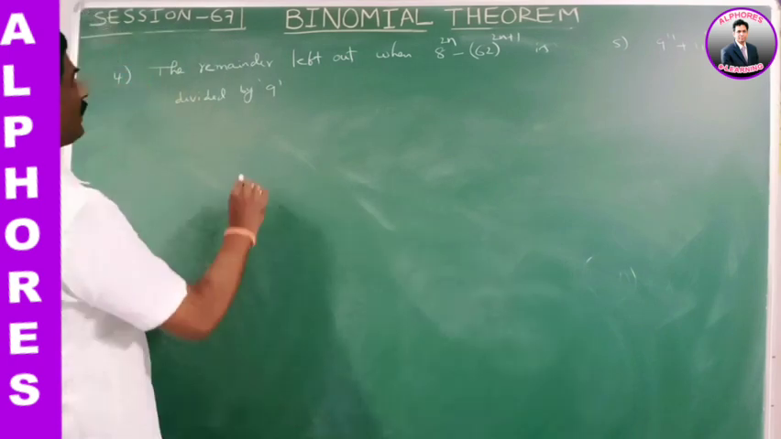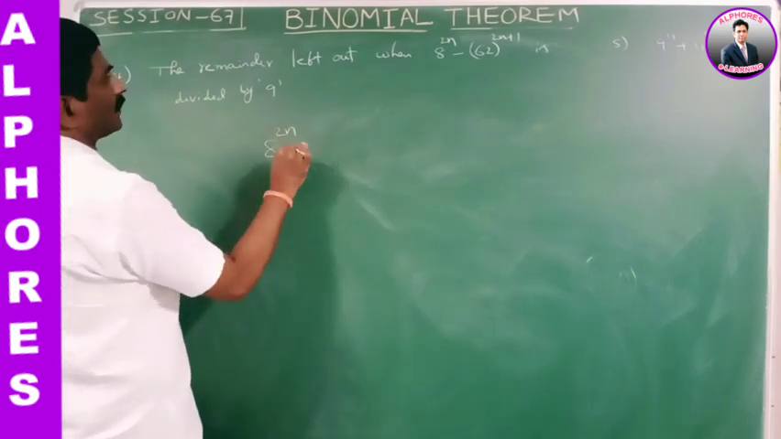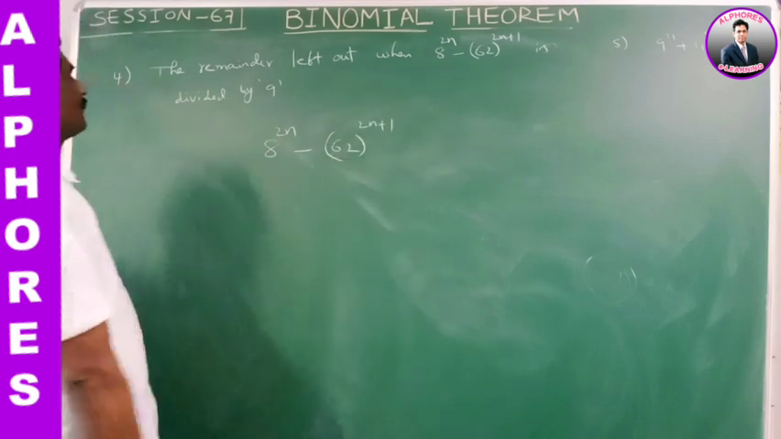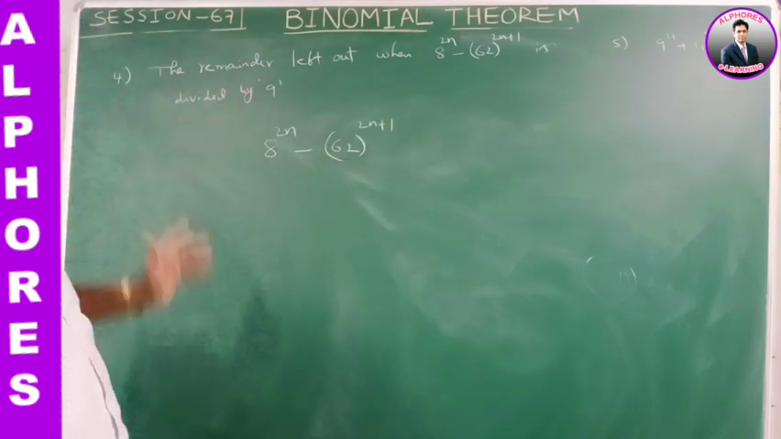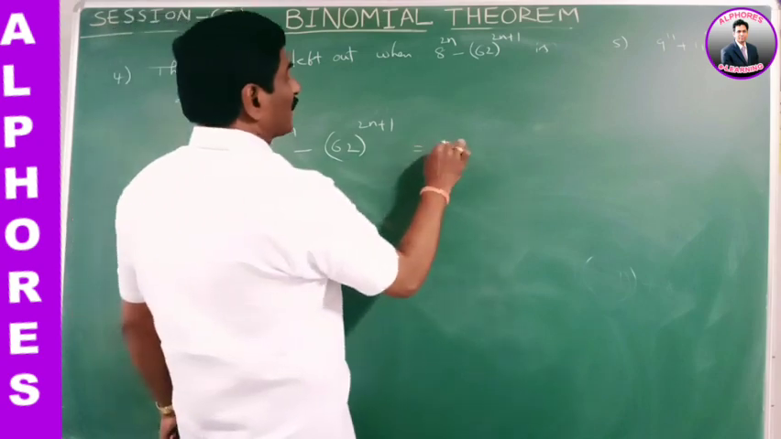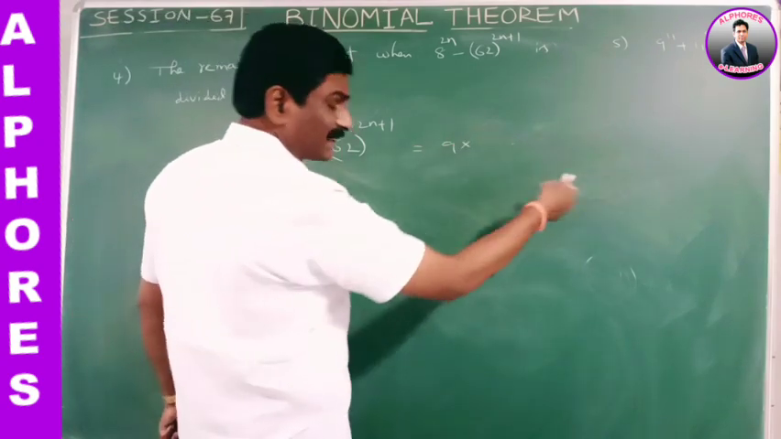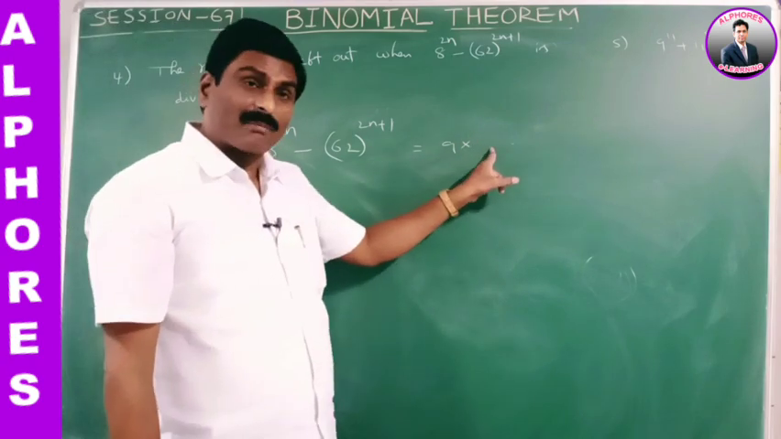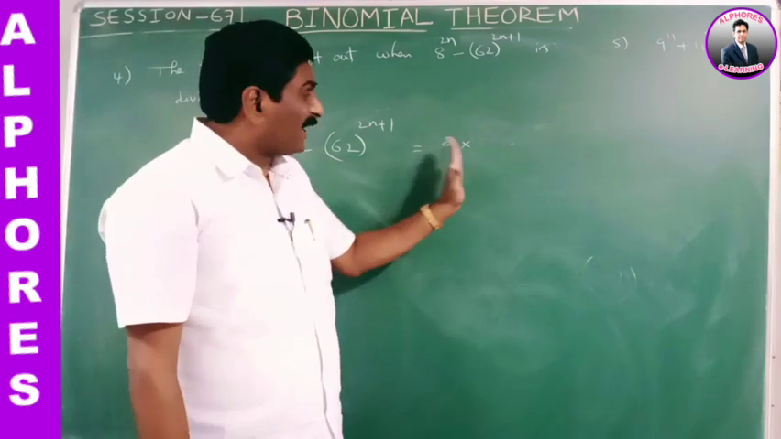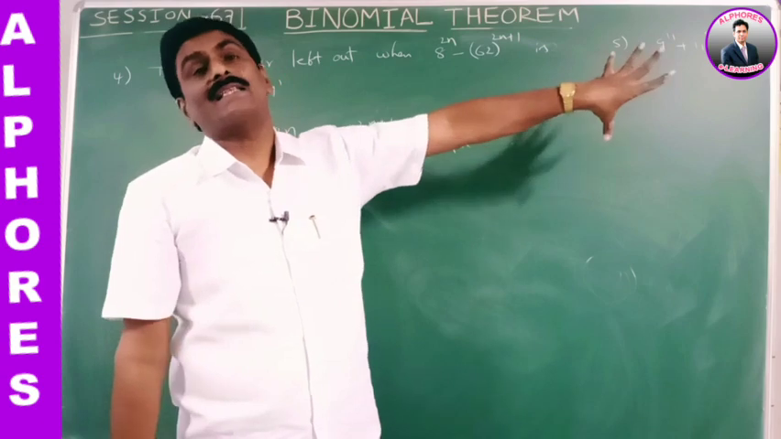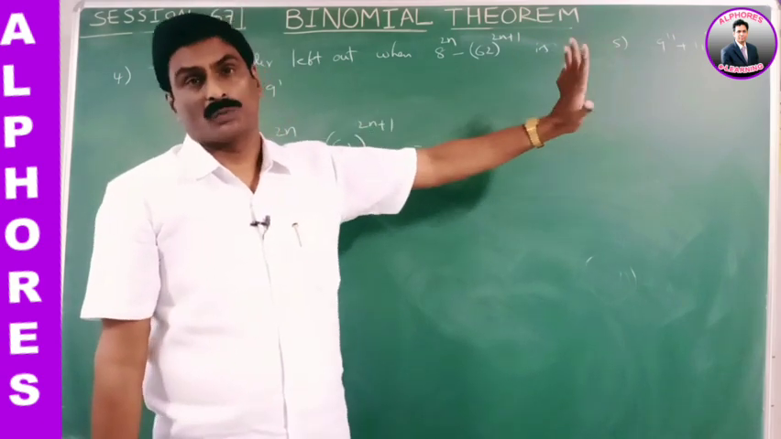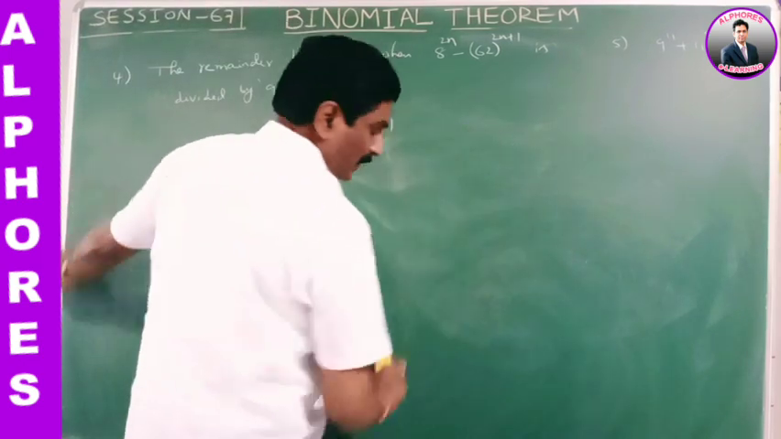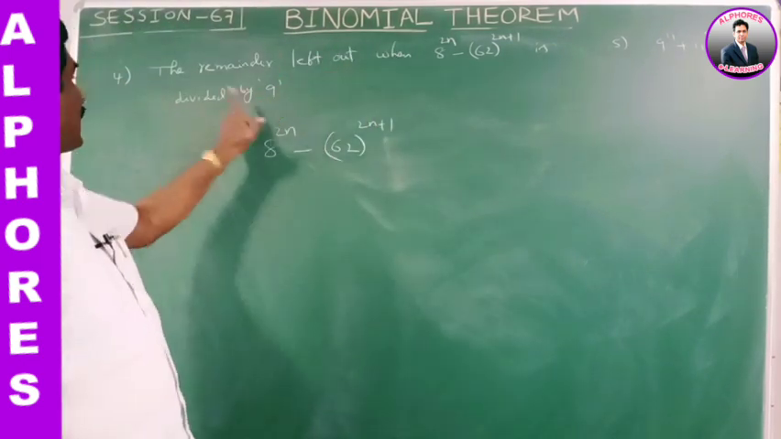Here (8^(2n) − 62^(2n+1)) is divided by 9. First we reduce this value into 9 times some integer plus some constant. 9 into an integer means the remainder is 0. 9 into an integer plus something means that something is the remainder, if it is positive. So first we reduce into multiples of 9, since it is divided by 9.